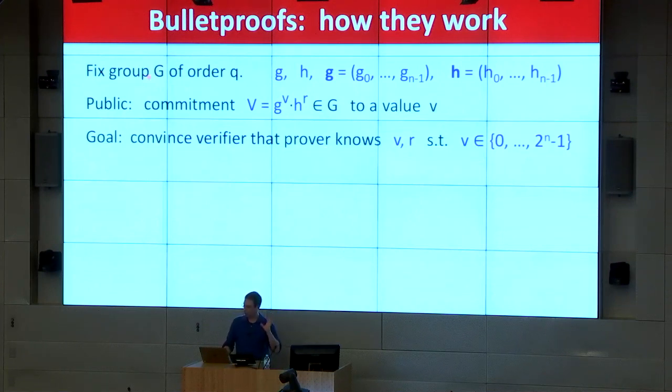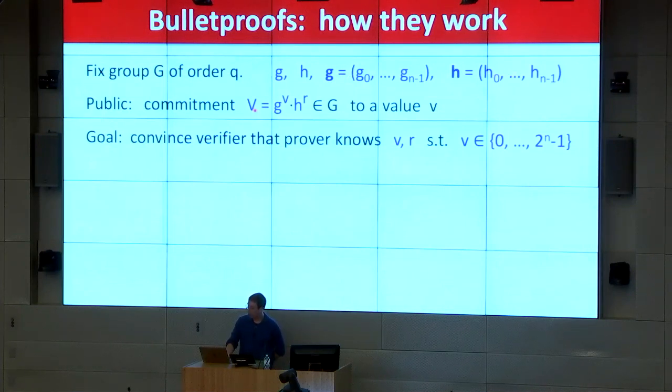So let's fix our group that we're going to work in, and the group is going to have order Q. And let's fix a whole bunch of generators of this group. Okay, so we have G and H as generators. I'm going to have a vector of generators, so this is a vector of size n of generators, and another vector of size n of generators.